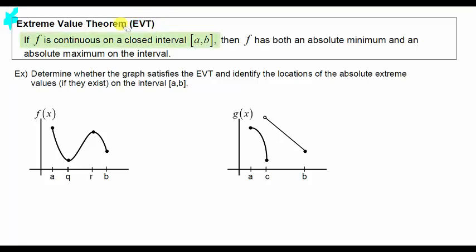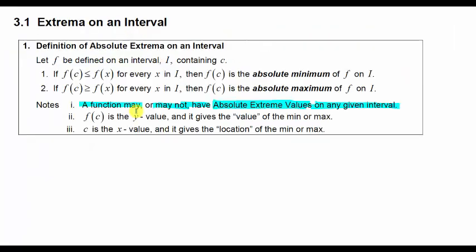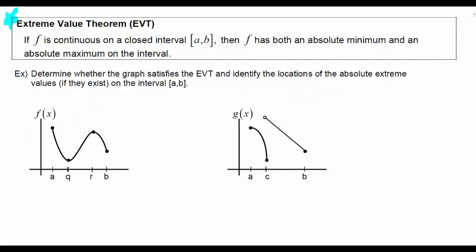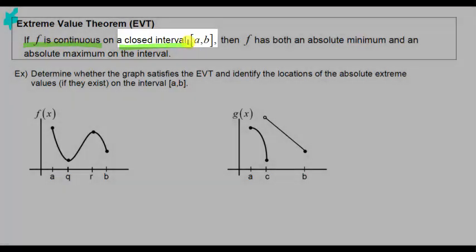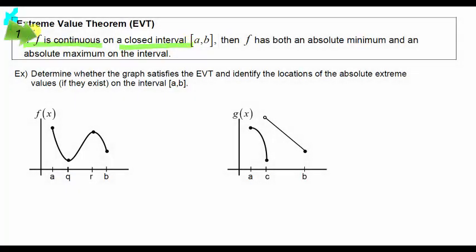If f is continuous on a closed interval [a, b], then f has both an absolute minimum and an absolute maximum on the interval. Well, wait a minute. Didn't you say a function may or may not have absolute extreme values on any given interval? Right. So what is this EVT saying? It's saying if f is continuous on what kind of interval? A closed interval.